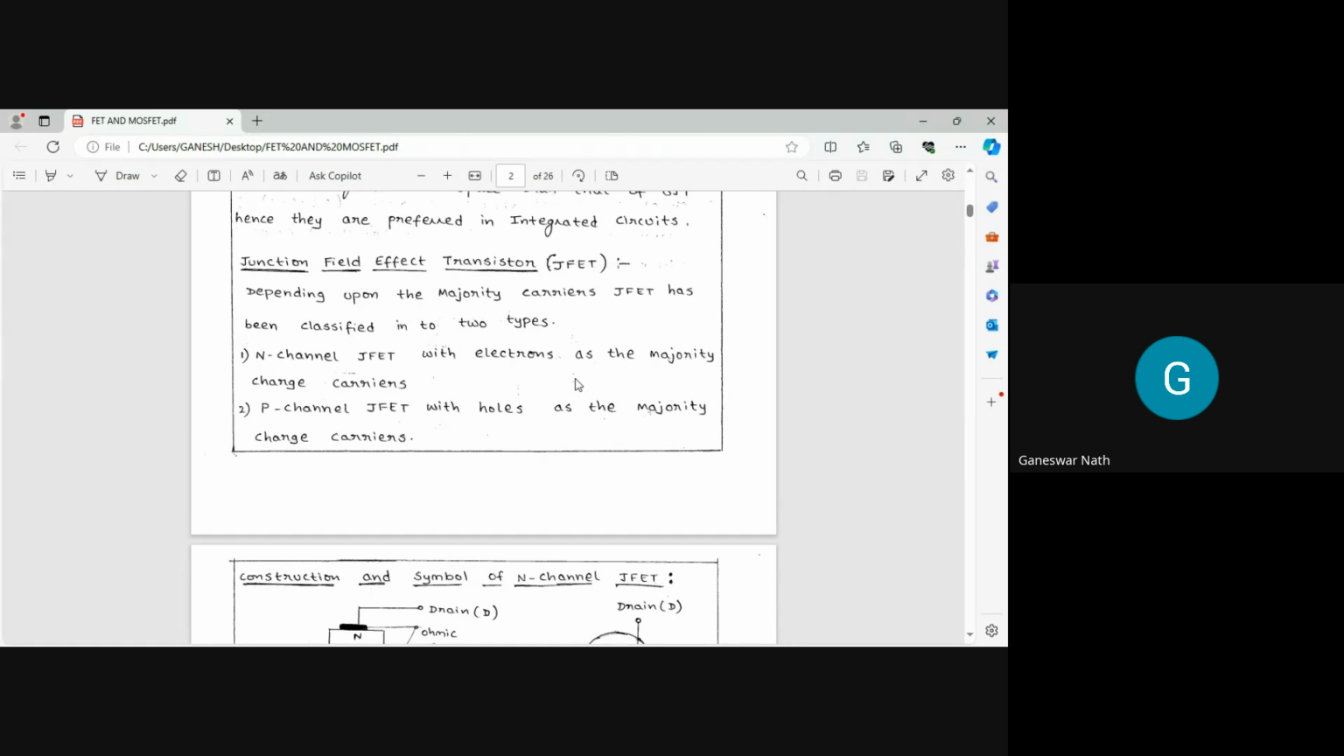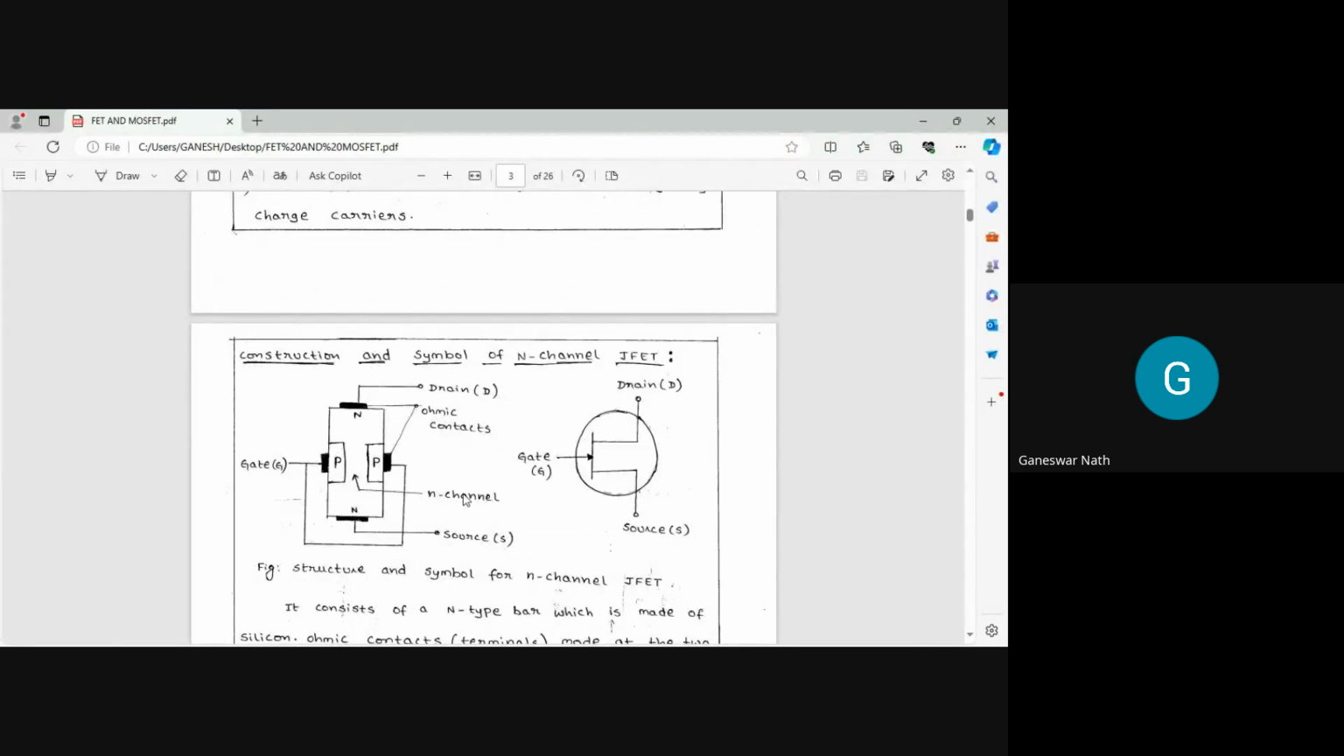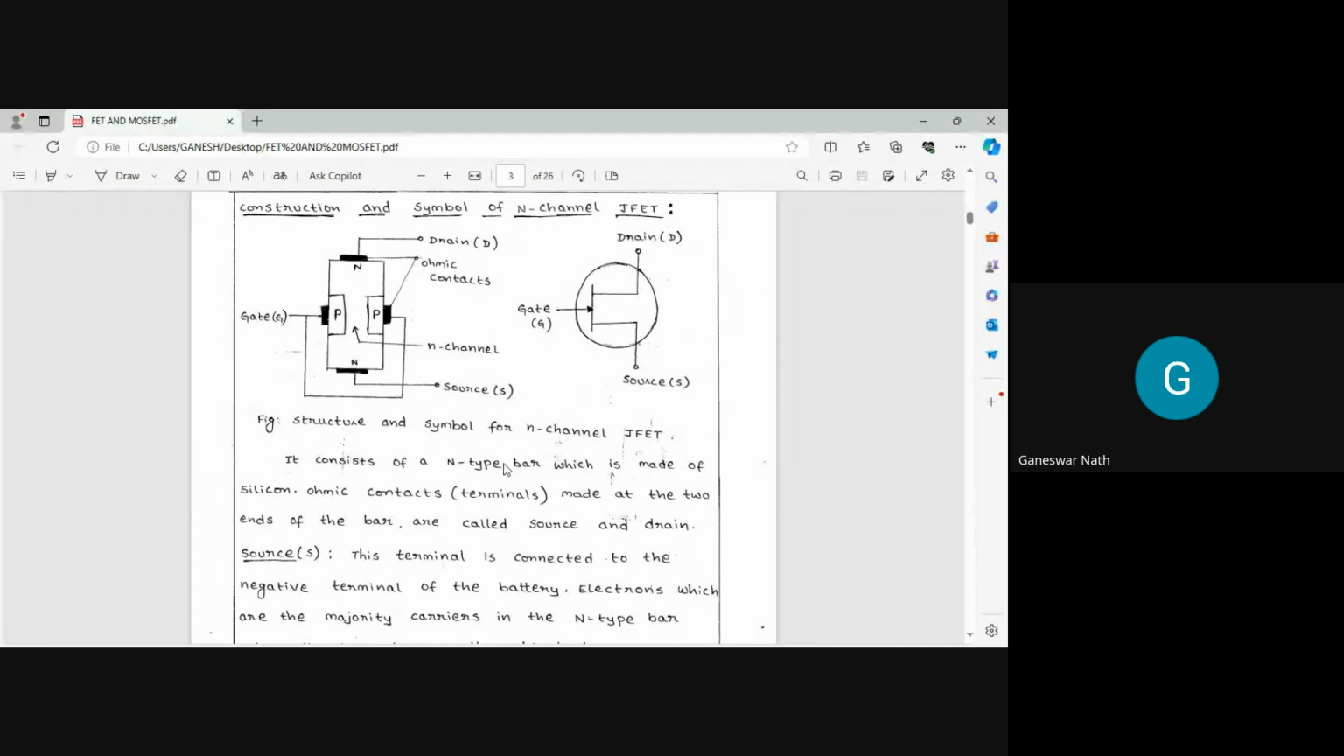So depending upon the majority carrier, the FET has been classified into two types. One is called N-channel JFET with electron as the majority charge carrier, and P-channel JFET with holes as the majority charge carrier. So you can see this construction. This is the construction of an N-channel FET. All of you can mark this is the N-channel FET where N is the main substrate and P is just like the two sections or the two regions.